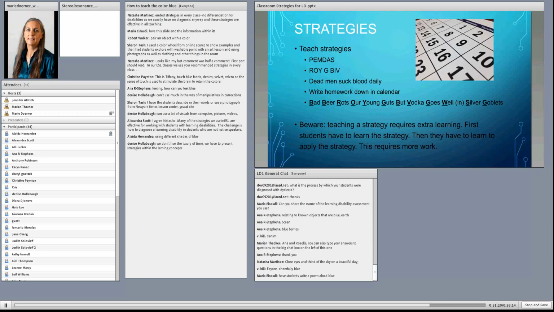Marion really wanted to know what Dead Men Suck Blood Daily was for, and that's long division. The first step in long division is the D, the division. You look to see how the number goes into it. Then you multiply the top number by the divisor. Then you subtract those two numbers, and then you bring the next number down. I've had students do dad, mom, sister, brother that way as well.